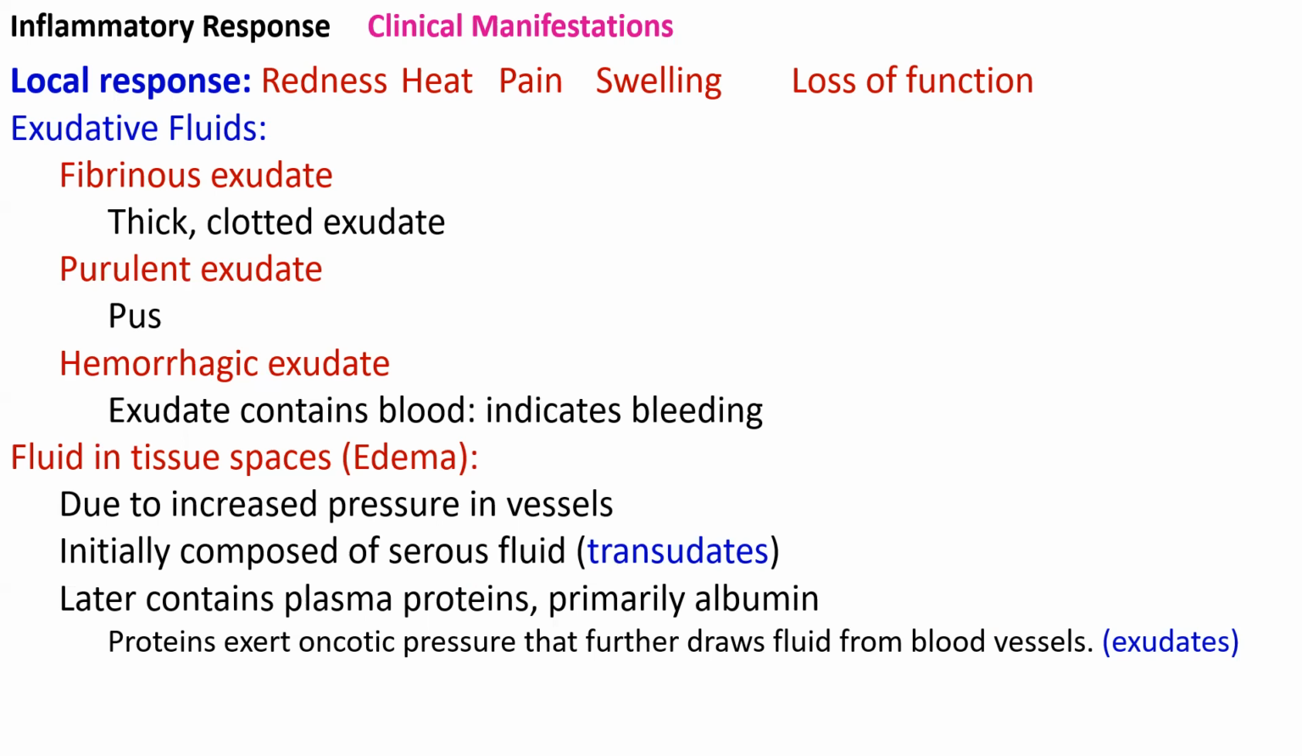When there is a purulent exudate, which is more pussy, it indicates a bacterial infection, and it's characteristic of walled-off lesions, like a cyst or abscess. Hemorrhagic exudate contains blood, which indicates bleeding or hemorrhage. Fluid in tissue spaces is edema, and that's due to increased pressure in the vessels, which is the hydrostatic pressure.